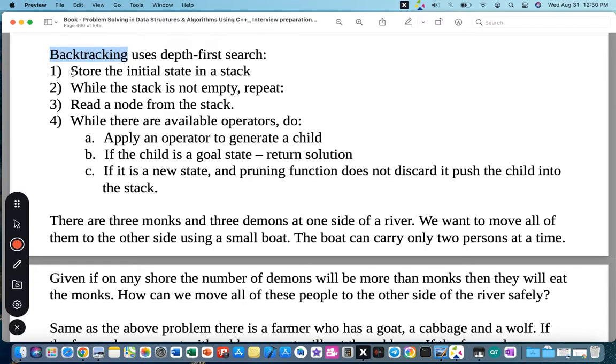What do we use? We store the initial state in a stack. While the stack is not empty, repeat. Read a node from the stack. While there are available operators to do, apply the operator to generate a child. If the child is the goal state, return the solution. If it is a new state and the pruning function does not discard it, push the child into the stack.